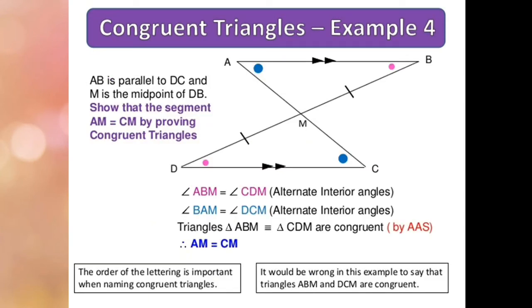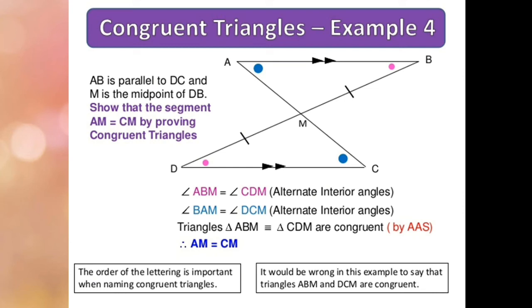Okay, the next one, congruent triangles. Example number 4, AB is parallel to DC. As you observe, 2 triangles pa rin yan sila. So, AB is parallel to DC. Yung dalawang line na yan, parallel sila, AB pati DC. M is the midpoint of DB. Okay, M is the midpoint of DB. Then, AM is equal to CM by proving congruent triangles.